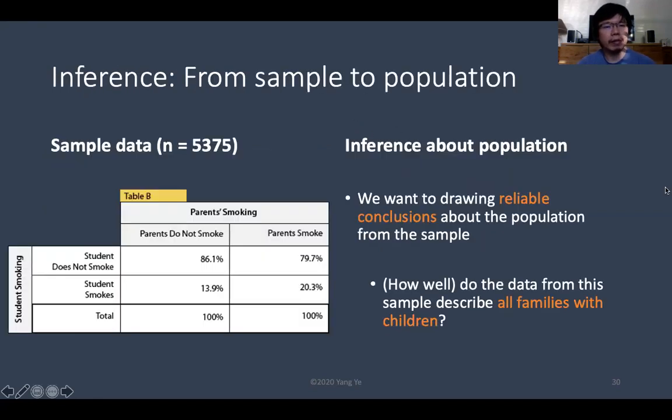And then we want to make an inference, right? So imagine, again, this is our sample data from 5,000 students about whether they smoke and whether their parents smoke. Now we want to draw some kind of a reliable conclusion about the population from the sample. So the question becomes, how does the data from this sample describe all families with children, if that's the population we want to generalize to? And the question is usually how well does it describe? Okay, we'll come to that a bit later.